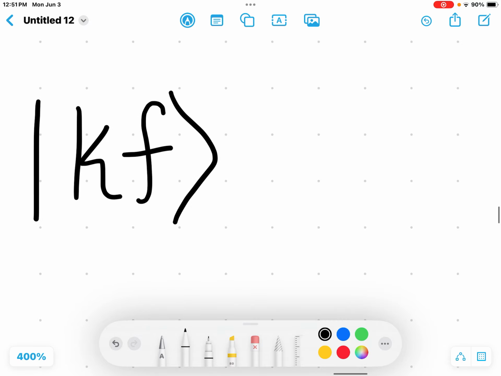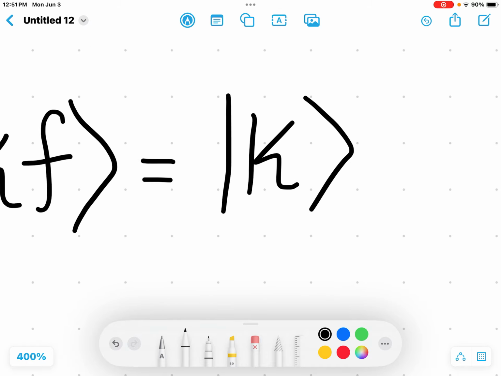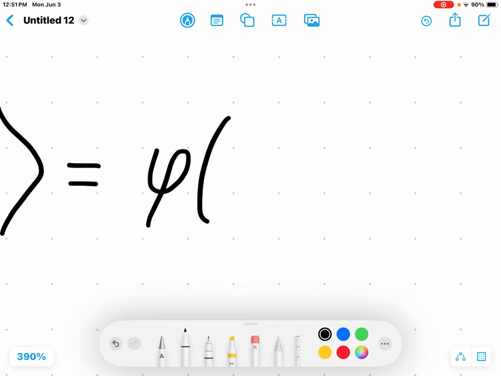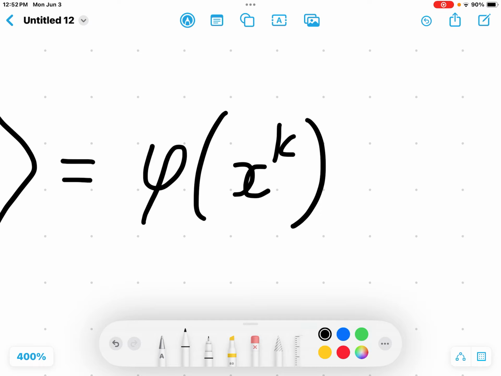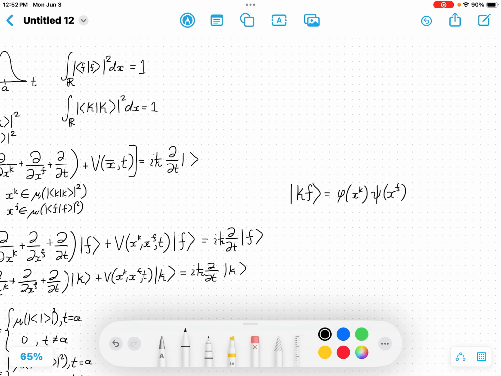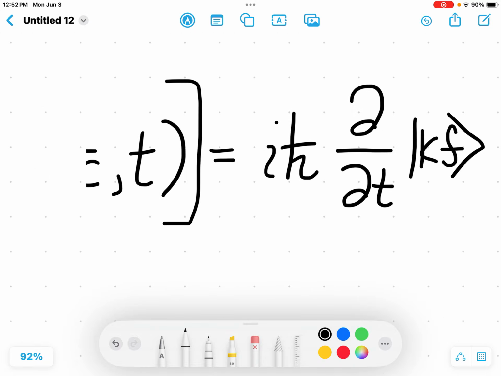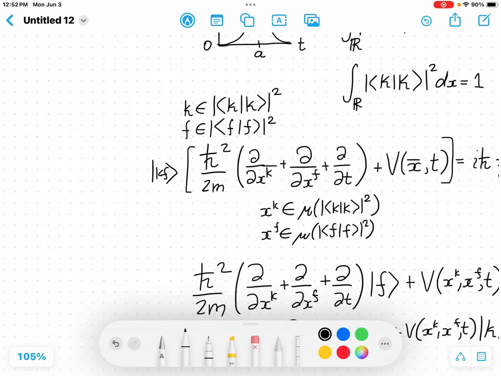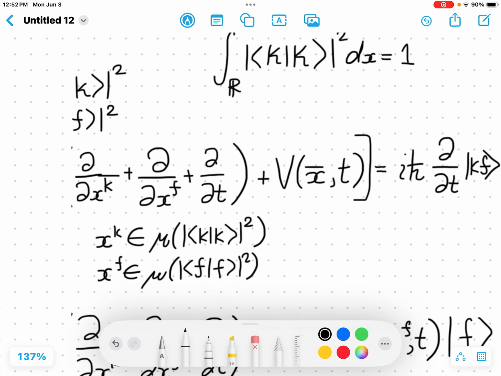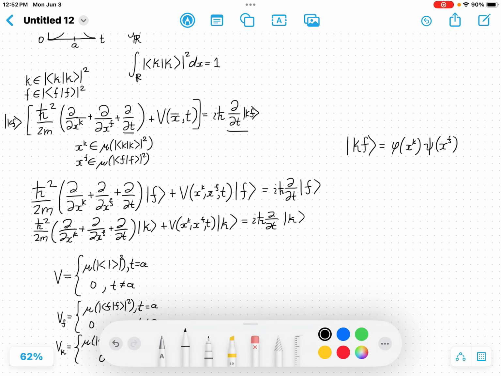So what we can do is split this up into two wave functions. I'm going to assume I can split them into two functions, phi of xk and psi of xf. And from there, you can split this up. So I can plug this straight into the equation. So essentially, I can say kf in this case. All right, so I'm going to plug this straight into the Schrodinger equation. And since we already have this over here on the other side, I'm going to ignore it in this case.